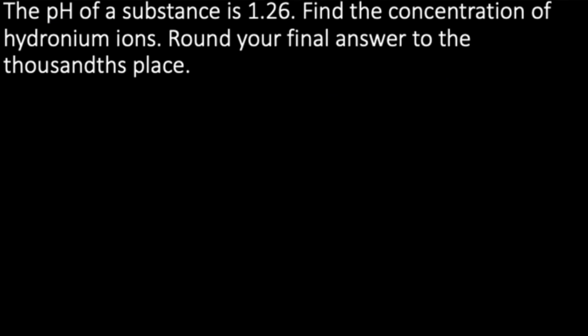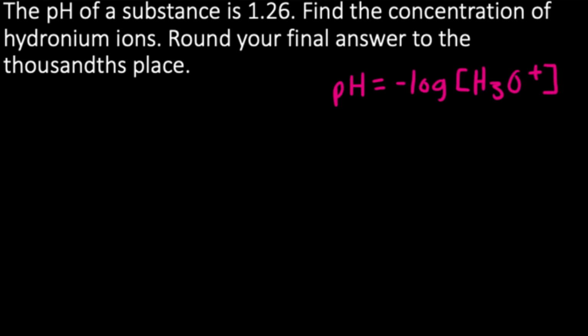Let's try one more. The pH of a substance is 1.26. Find the concentration of hydronium ions. Round your final answer to the thousandths place. So again, pH formula. pH equals negative natural logarithm of the concentration of hydronium ions.